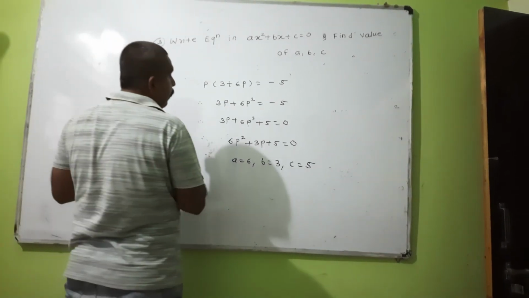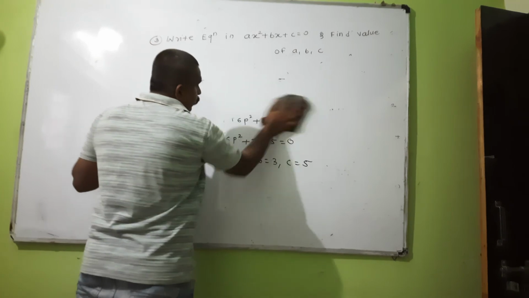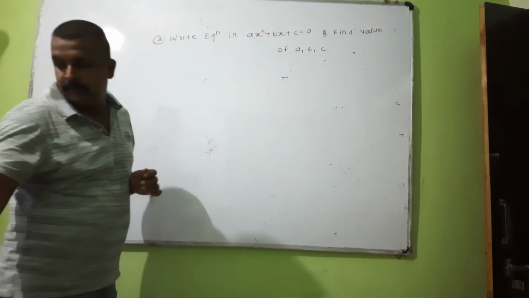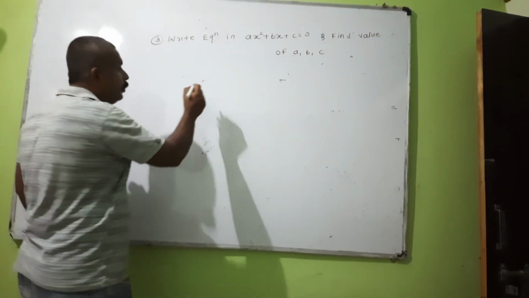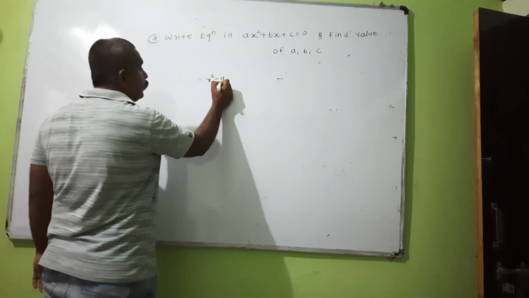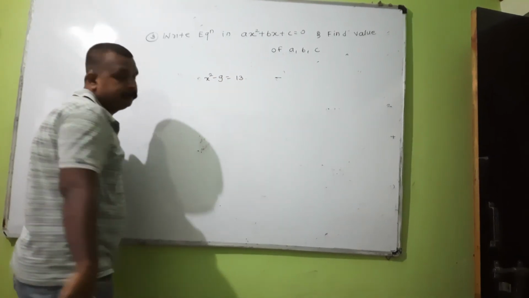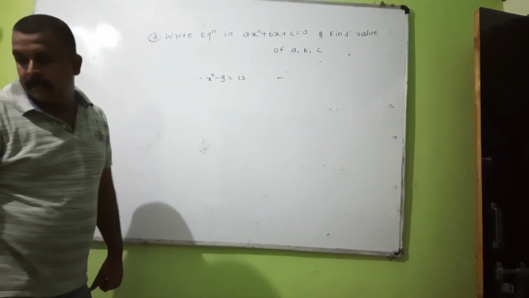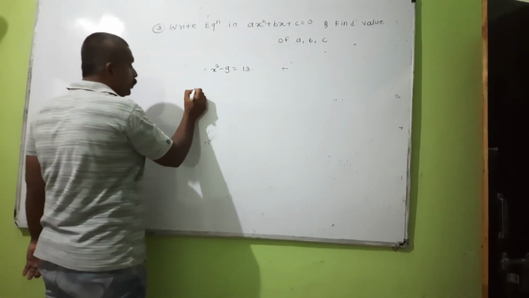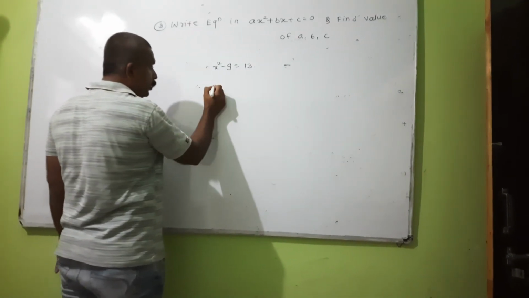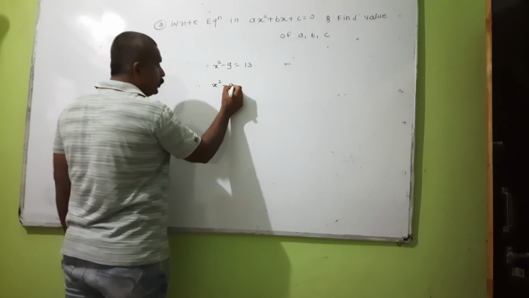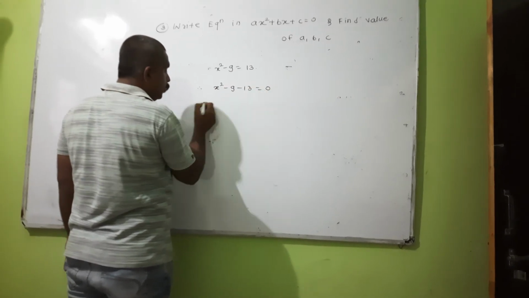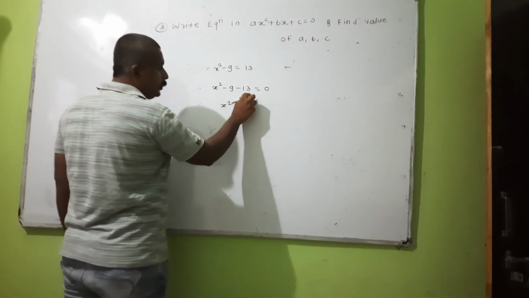It is so simple. It is what? x square minus 9 equal to 13. x square minus 9 equal to 13. So first of all we can shift this 13 toward the left side. x square minus 9 minus 13 equal to 0.